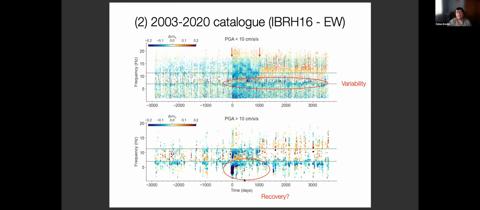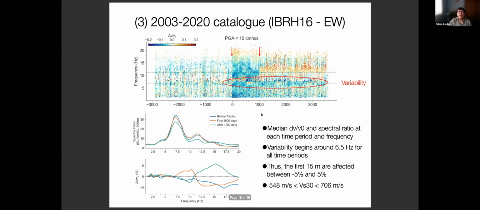And then with the higher acceleration, something very interesting and very nice, you see the recovery in these two frequencies. This is going to be related to close to 10 meters depth, and this is going to be related to the first 2 or 3 meters depth. So that is quite nice. But the difficult part is to answer what the recovery is, when the site recovers.